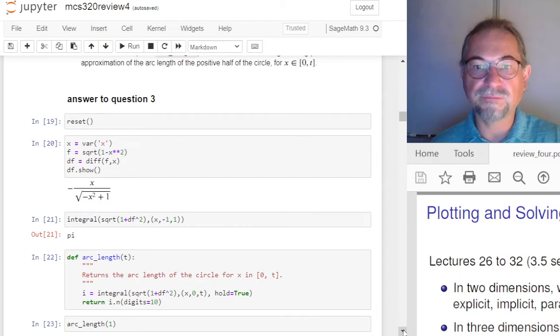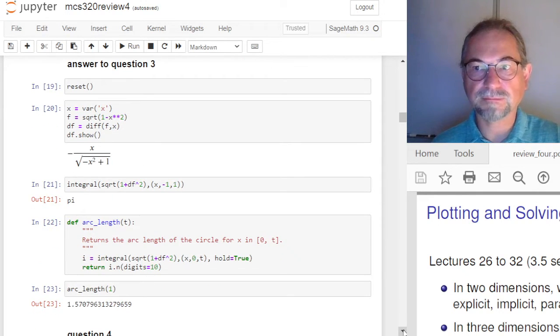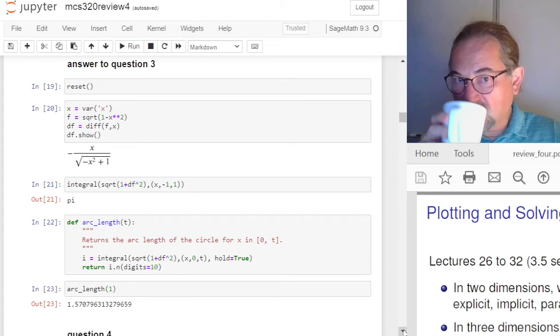Well, it is general for this particular case. But if you need only 10 decimal places, then you're much better off to work with the hold equals true, which does not use the symbolic representation. Okay, we're 25 minutes in.